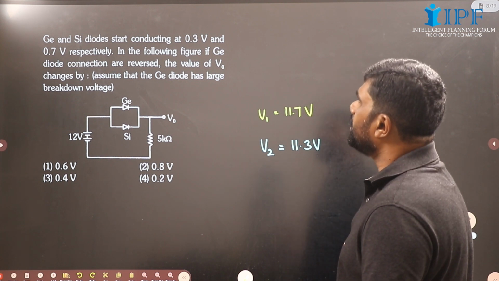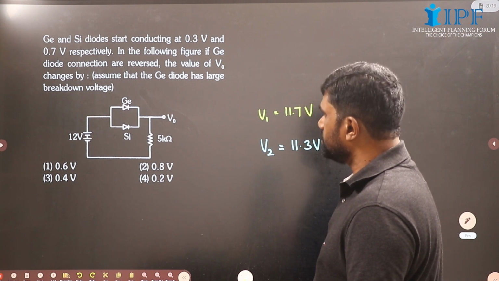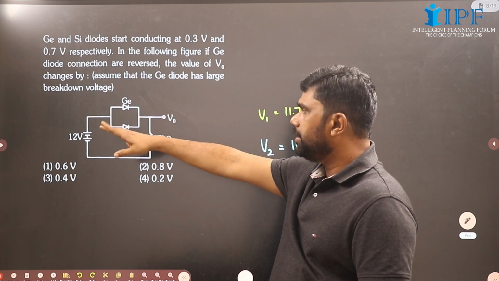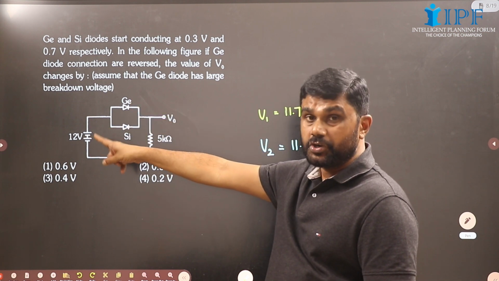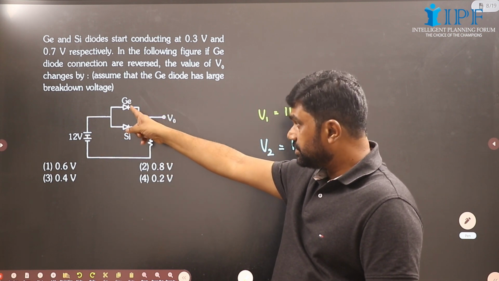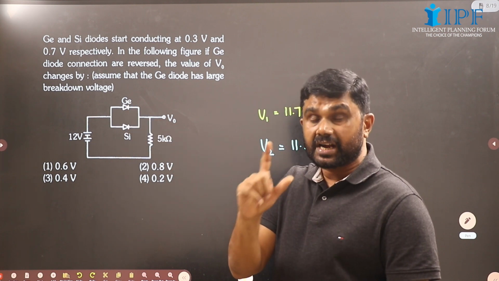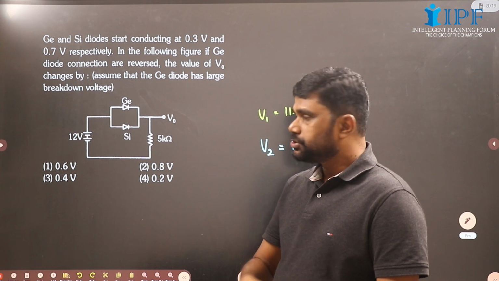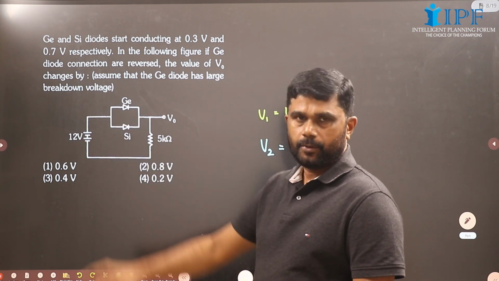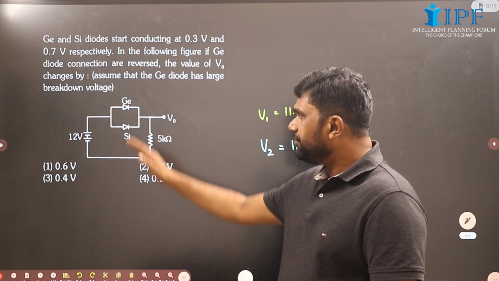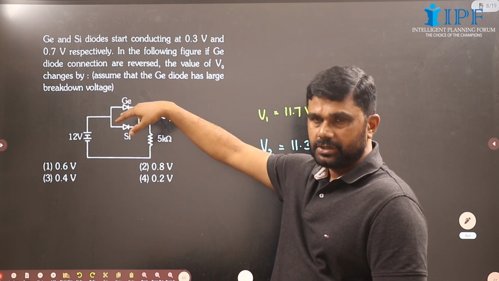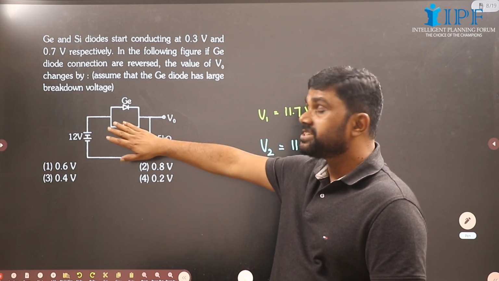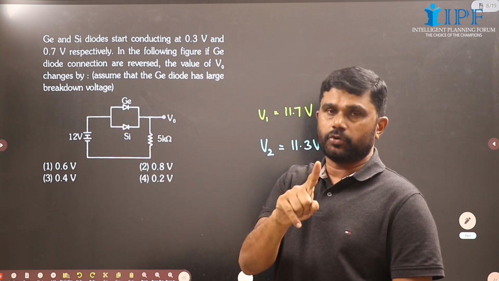In the following figure, if the germanium diode connections are reversed, see, there will be 0.3 volt. Now when this voltage is applied, this germanium diode will start conducting at a lower voltage, means 0.3 volt. So this will be conducting initially, germanium alone. And if this germanium is reversed, this will get reverse biased and this will get forward biased. So this will start conducting only at 0.7 volt.